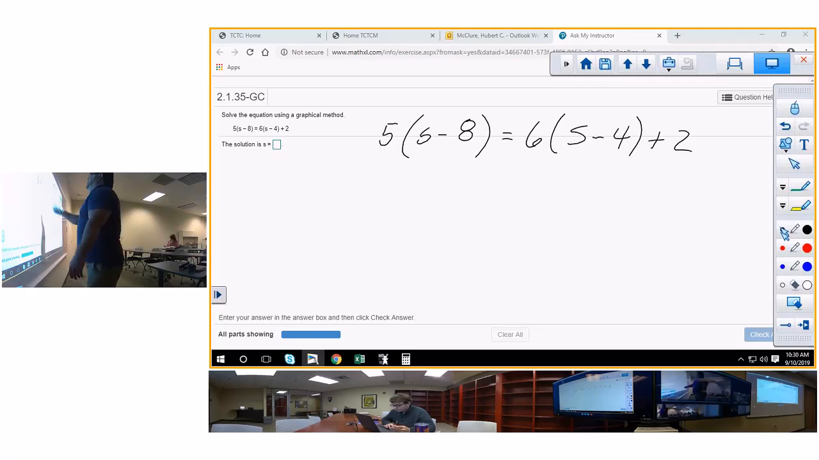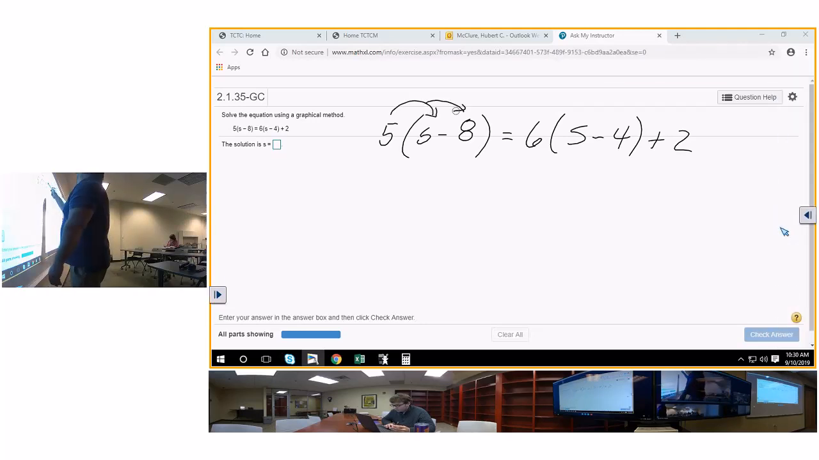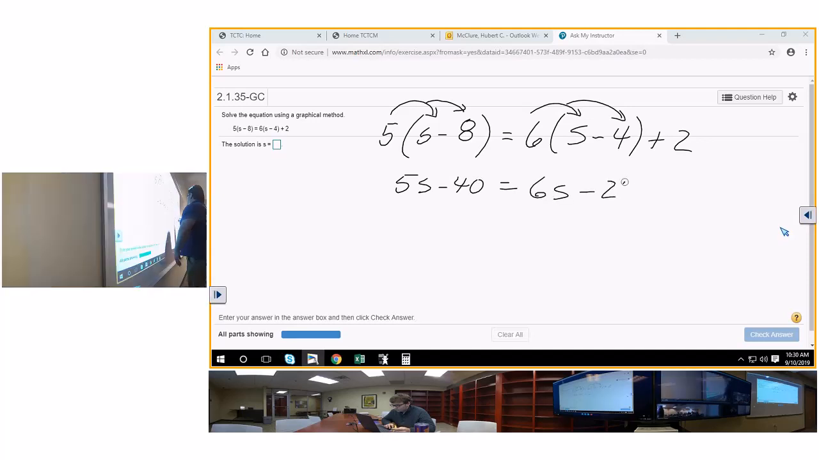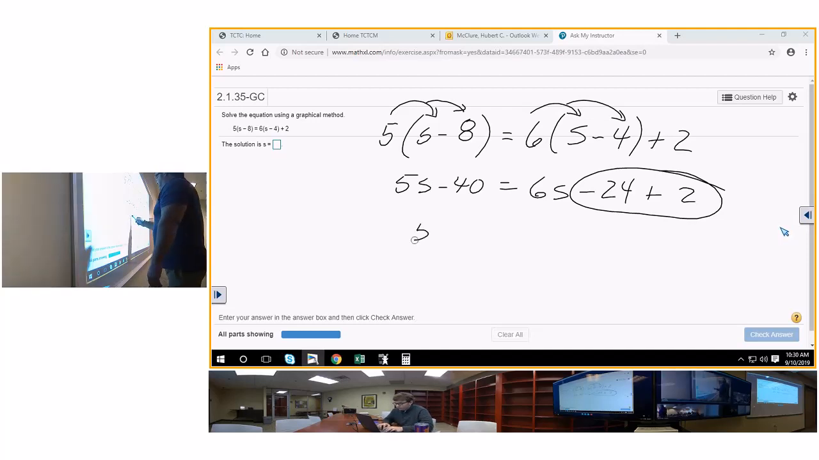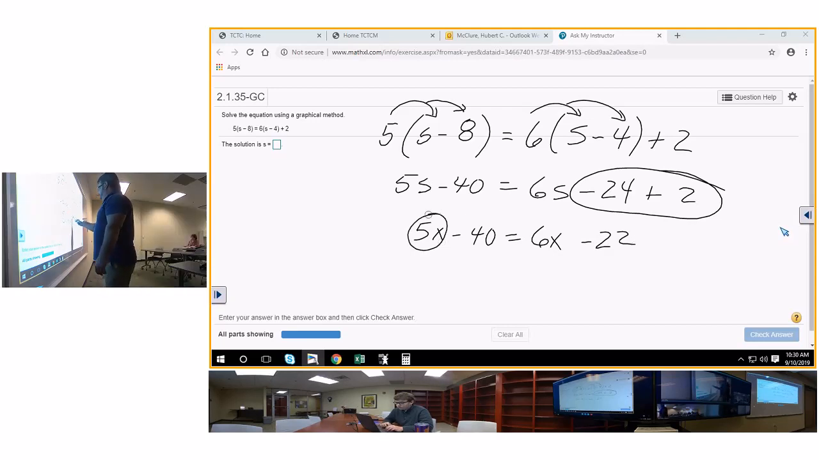Okay, the first thing you do is distributive law. And we get 5S minus 40 is equal to 6S minus 24 plus 2. Over here, you got to combine like terms. 5X minus 40 is equal to 6X minus 24 plus 2 is minus 22. I'm going to bring this 5X across the river. Bring this 22 across the river.